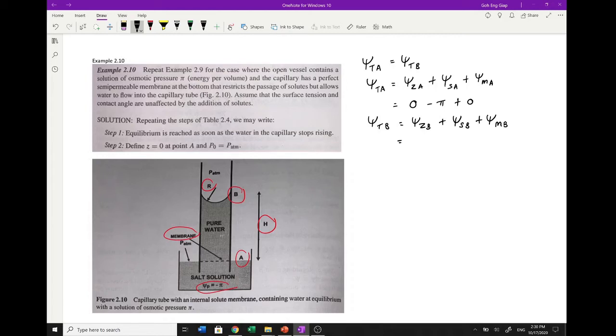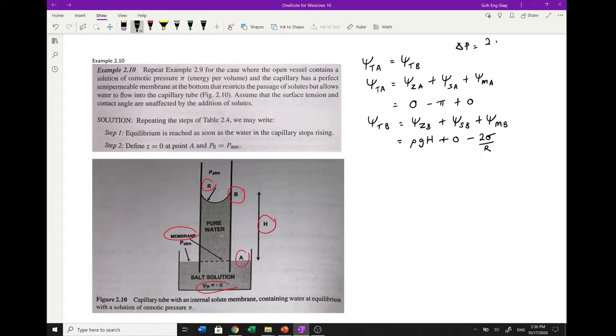All right. So the gravitational potential at point B, we know that it is rho g h. The solute potential here is 0 because there's no salt here. And the matric suction at point B is negative 2 multiplied by surface tension divided by R, because we already know that the surface tension is given by this equation.